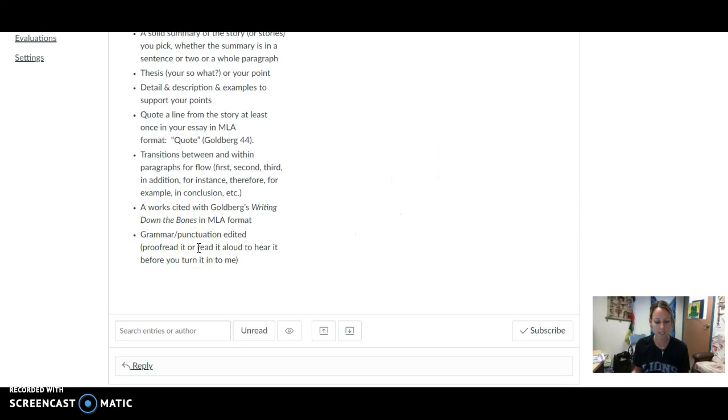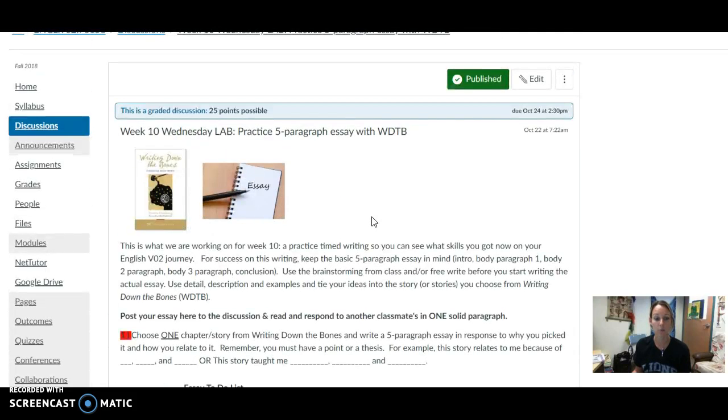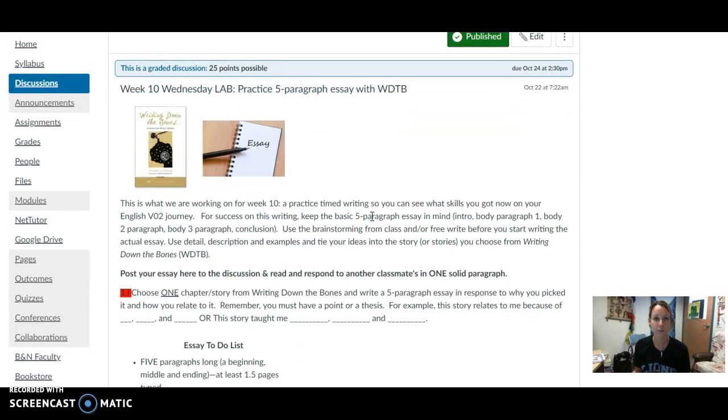Make sure that you're editing it and that you're looking at it beforehand before you turn it in. Again, this is a practice one. You're going to post your 5-paragraph practice essay on here and share it with other people. You can hop on there and give someone else feedback, give them some advice, or just talk about something you found interesting in their essay, because I'm sure they wrote something that you're like, that's pretty interesting, that's pretty neat, and you can respond to that.